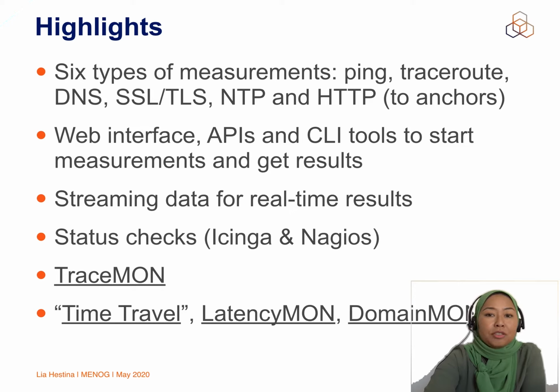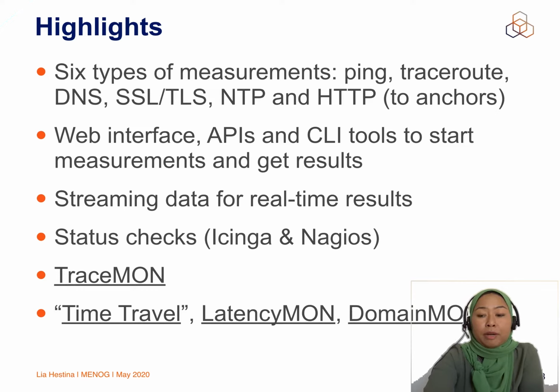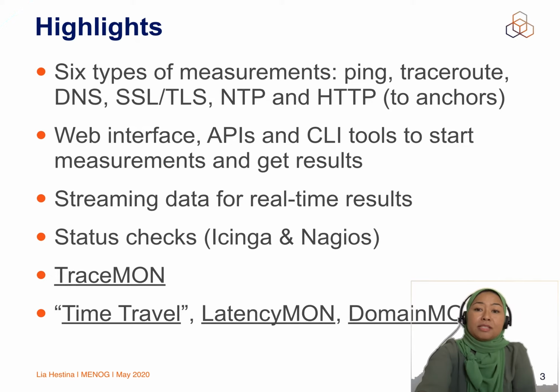Some other features are the time travel, where users can travel back in time to access all the historical data collected by the RIPE Atlas. This data is now visualized with the new time travel feature, available for both internet maps and also the measurement results. And further, you can create alerts and adapt the RIPE Atlas to your existing status check tools such as Icinga or Nagios. The LatencyMON is another feature, a client-side tool in which latency trends are visualized and compared using stacked charts.